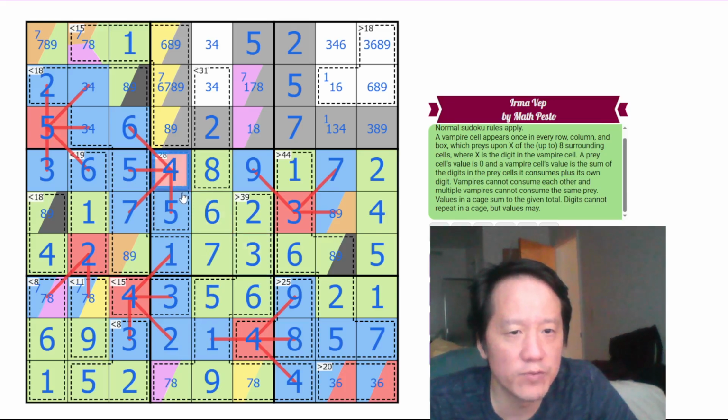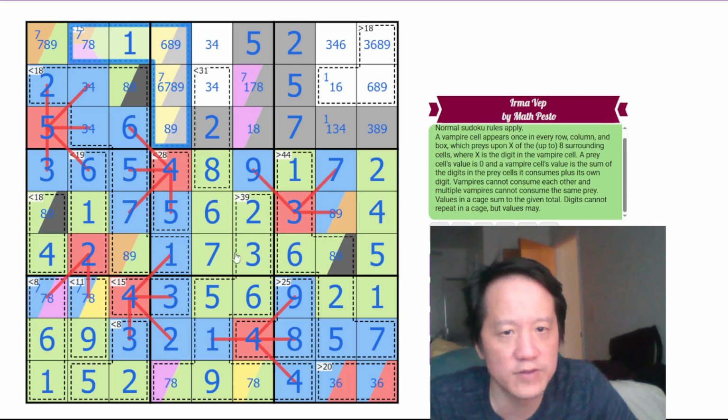Wait. Yeah, no, that's fine. 6, 5, and 7. Yeah, 5 and 5, which is 10. 4 and 6, which is 10, plus 7, which is 27, which is less than 28. So that cage works. We haven't done that cage.